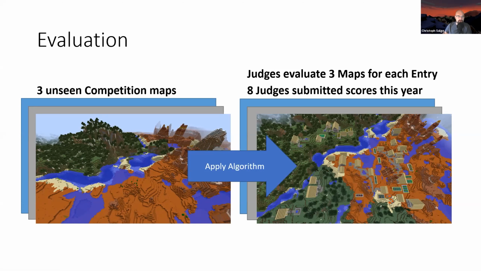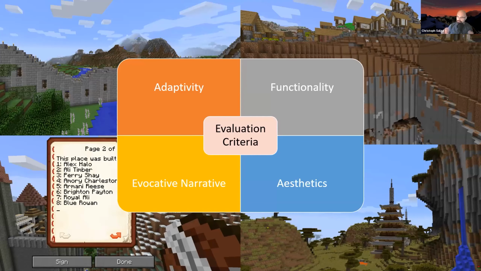And there are 4 criteria: adaptivity, so how well does what you build actually fit into the existing content; functionality, so these artifacts aren't purely decorative because they're in a game. There's a question of, can you walk through them? Do they make the environment more accessible? Do they provide affordances? And then there's also the idea about the evocative narrative. So do you look at this and feel this tells a story to me about both the people who lived here, the people who built this?